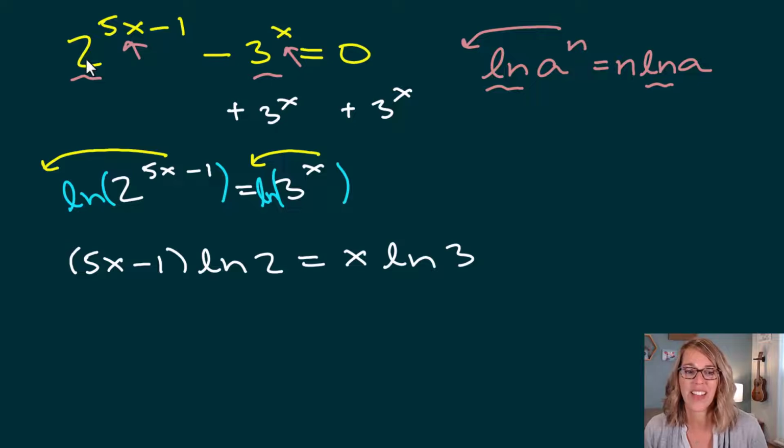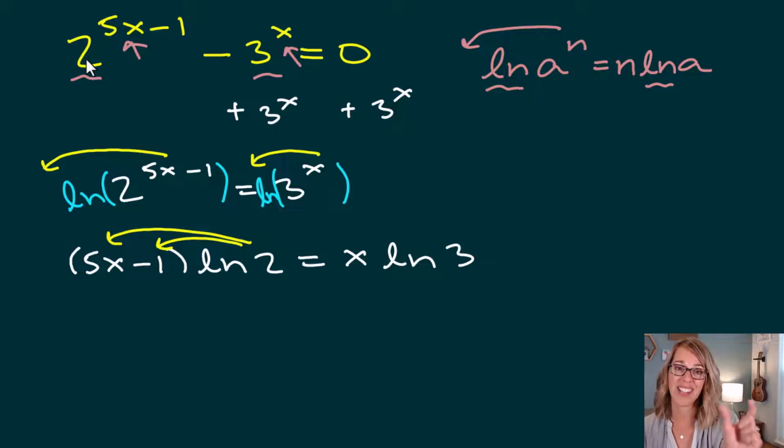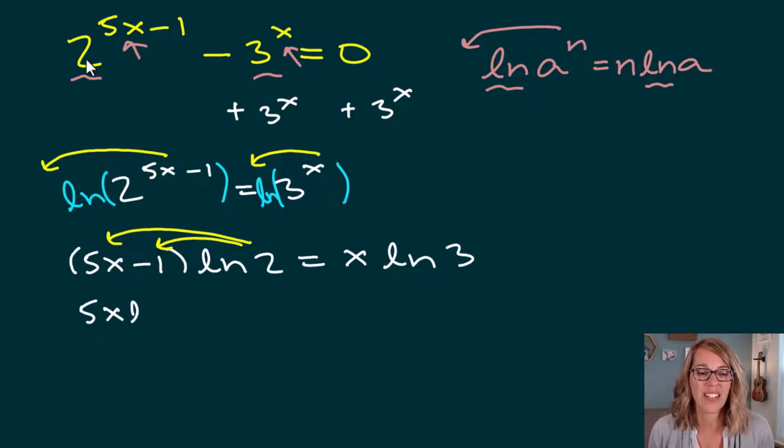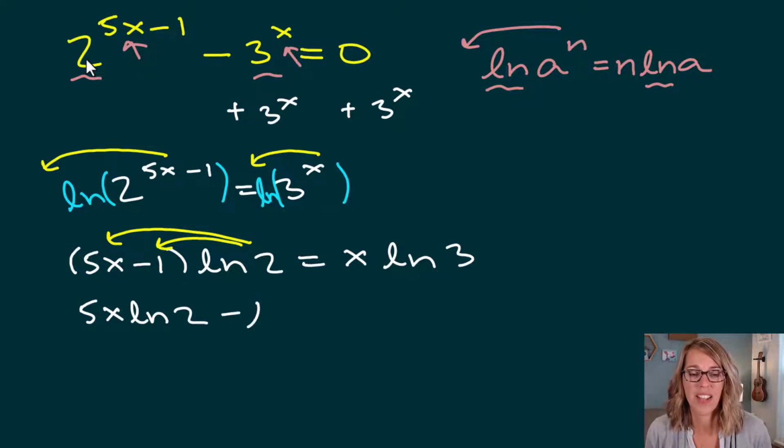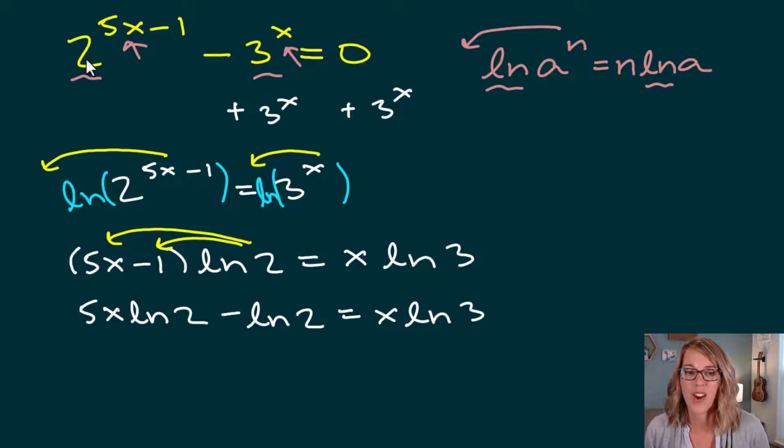Next, let's multiply that natural log 2 into these parentheses. My goal is to get x's on one side, anything that's not an x term on the other. So as I continue to simplify here, I get 5x natural log 2. And now the negative 1 times natural log 2 is minus natural log 2. Nothing on the other side has changed, so x natural log of 3. Okay, where are my x terms? So I've got an x term here. Natural log 2 is not an x term, and I have an x term there.